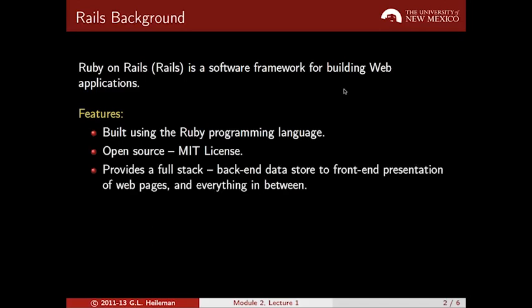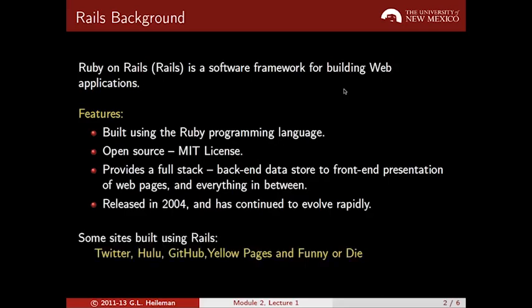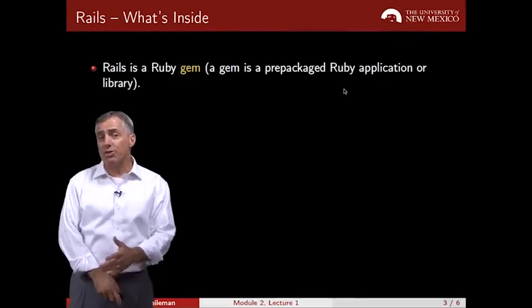Rails provides a full stack from the back-end data store to the front-end presentation and everything in between. A lot of what we'll do in this course involves understanding all of those pieces in between. It was released in 2004 and it's been rapidly evolving. It seems that every year there's another version of Rails that's released. Some of the sites that use Rails include Twitter, Hulu, and GitHub, a site that we'll use extensively in this class.